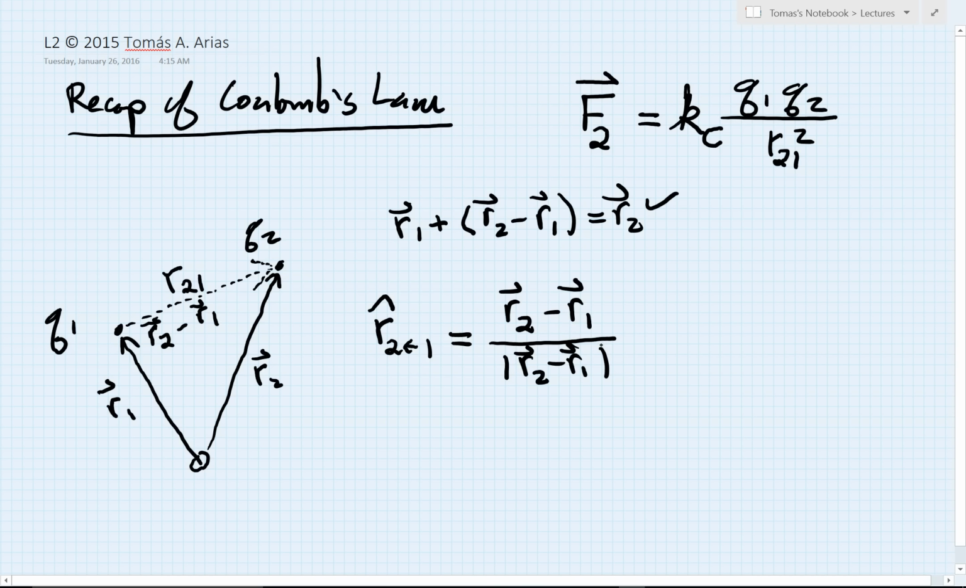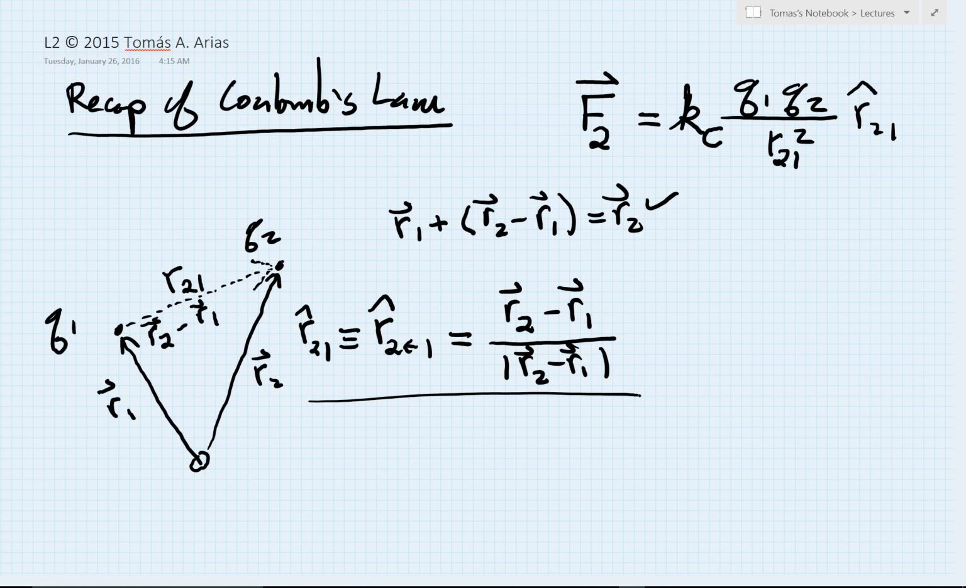Now, it becomes cumbersome after a while to keep writing these little arrows, so this is more typically written as R hat 2, 1. That's the unit vector then, to which I multiply my magnitude to achieve my final force. So this will be R hat 2, 1, where I've given you the definition of R hat 2, 1 down here. So this then is a complete mathematical specification of the force on any charge 2 due to the presence of any other charge 1, where the two charges are sitting at vector locations R1 and R2.